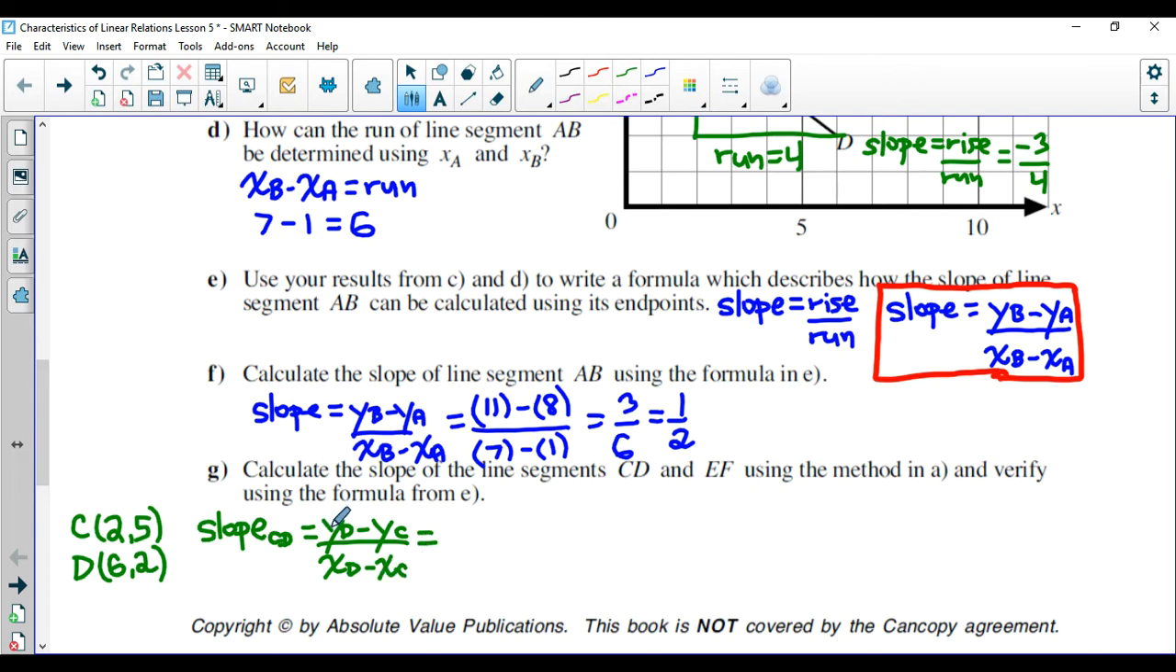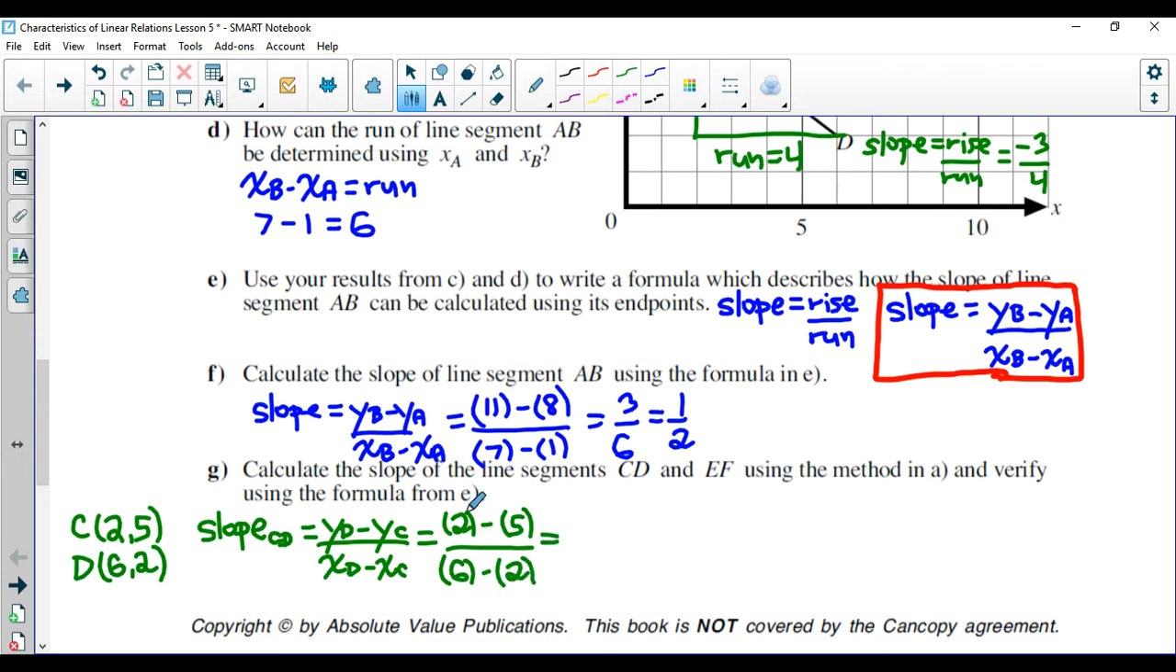By the way, it doesn't matter which order you do this in. You can go D minus C or you can go C minus D. You're going to get the same slope. I'll illustrate this in an example on the next page. Okay, so YD, the y coordinate of point D, is 2. The y coordinate of point C is 5. The x coordinate of point D is 6. And then the x coordinate of point C is 2.